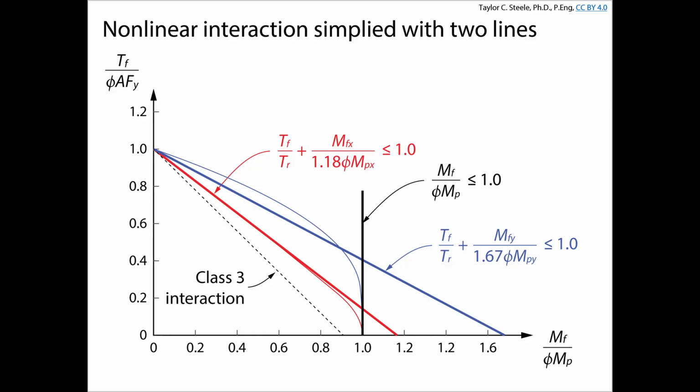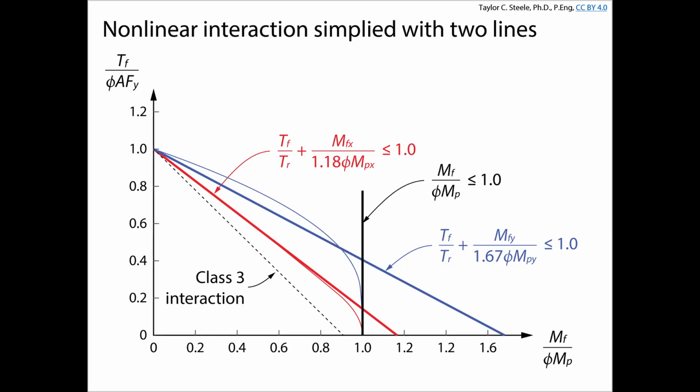What S16 does, because this is a really complicated equation to figure out for all of our cross sections, instead they say, okay, this red line is pretty close to that nonlinear interaction equation for most of the space, right? It's mostly linear for a reasonable amount of time until it doesn't work anymore. Way out here, we're like, okay, this exceeds the moment resistance, so the red line doesn't work very well beyond this point.